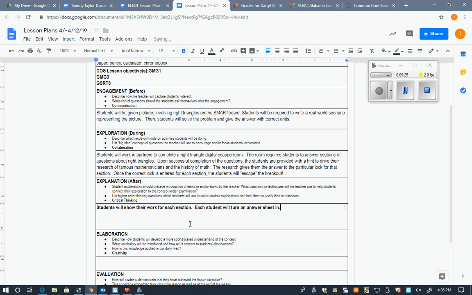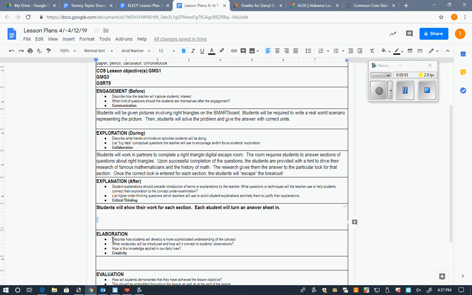Now for the elaboration, each section of questions exposes students to a different type of problem from the right triangle. So some of them are going to be geometric means, some of them are going to be inequalities. I'm not going to have you, Troy, watch me type this. I will send you a completed form when you're done. Just know that every problem is not the same, so it's not skill and drill.